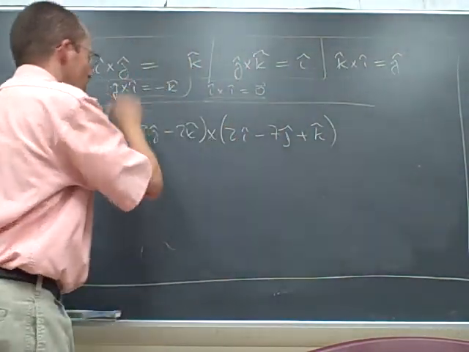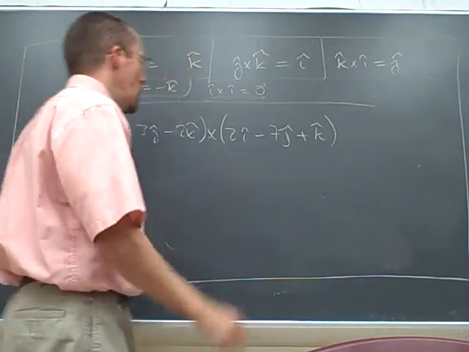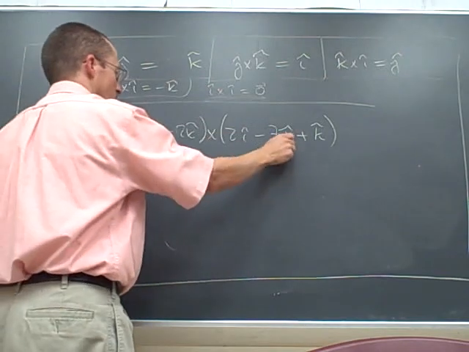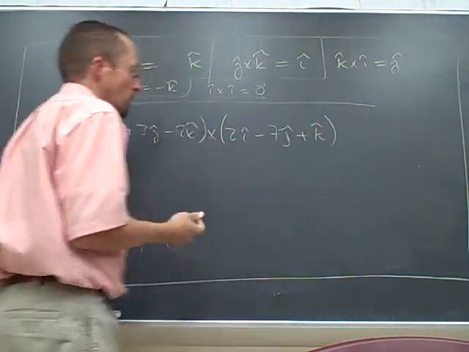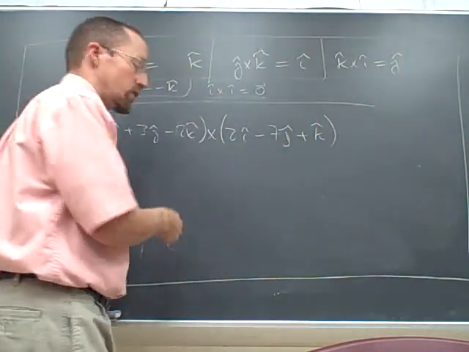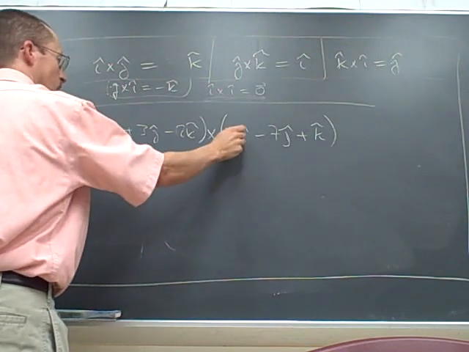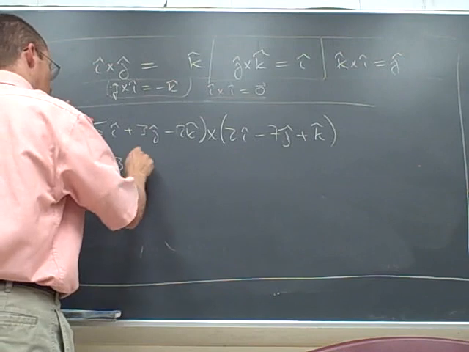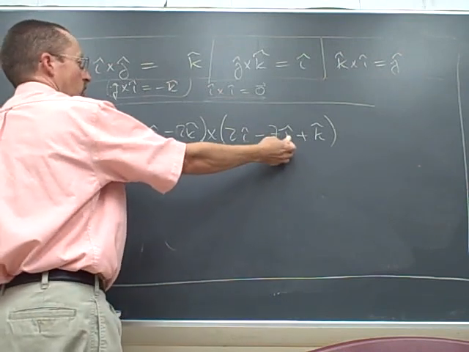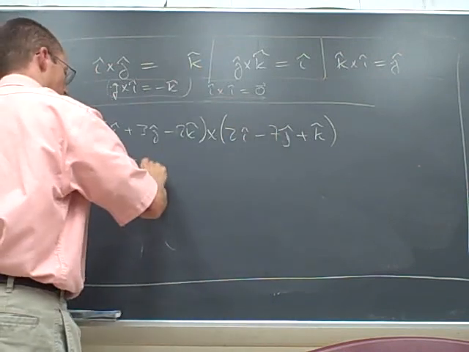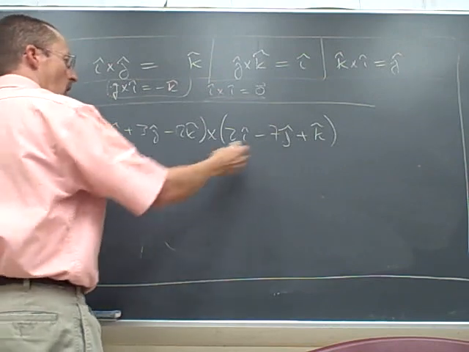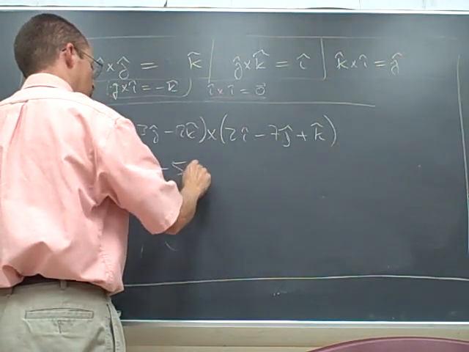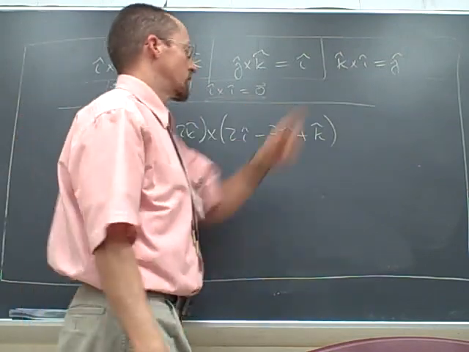There's going to be, in principle, 9 different terms, but anything in the form i cross i is going to be 0. J cross j is going to be 0. K cross k is going to be 0. So I'm just going to ignore them. I'm going to do the other 6. 5i cross minus 7j. I get minus 35. And then i cross j, I look it up, that's k. 5i cross k is minus 5j, because that's the negative version of this guy.